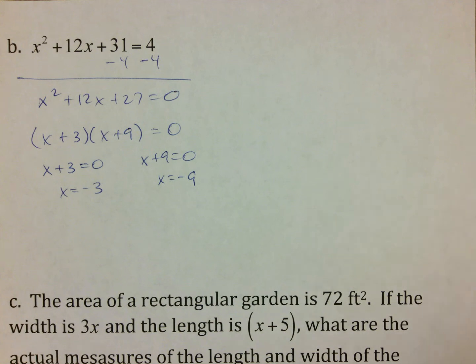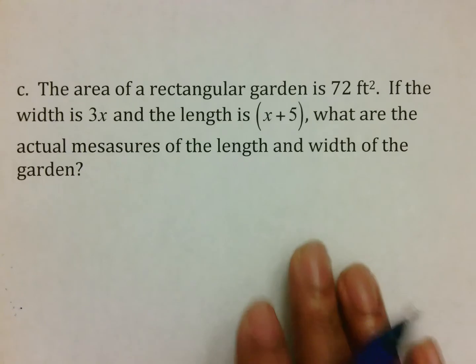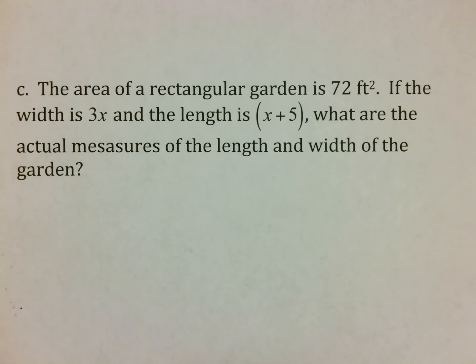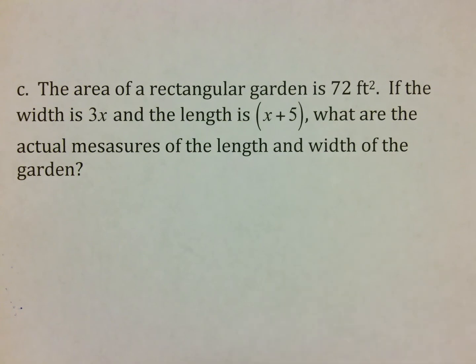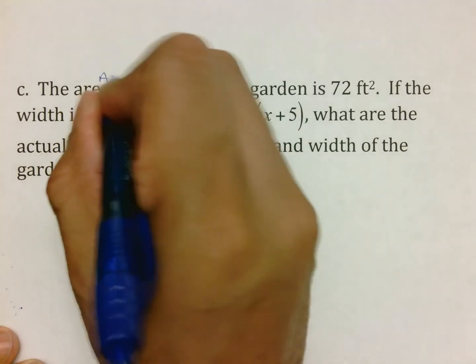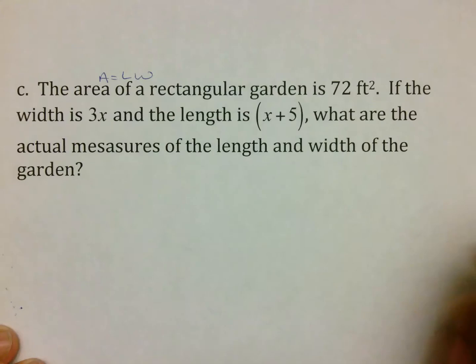Alright. The last type of problem you're going to see that has to do with this process is something like an application problem. And it's not just for this type of problem. It works actually in a few of them whenever you have different things like this. It's talking about the area of a rectangular garden being 72 feet squared. If the width is 3x and the length is x plus 5, what are the actual measures of length and width? So what we have here, you got to understand that area is length times width.